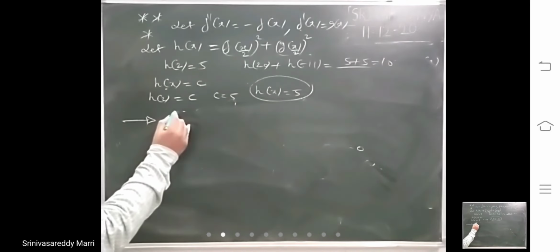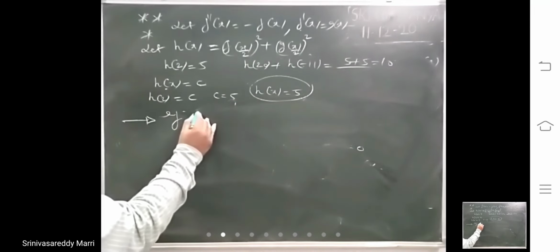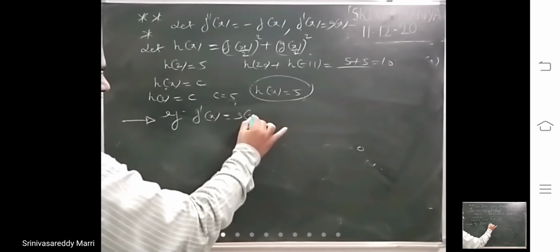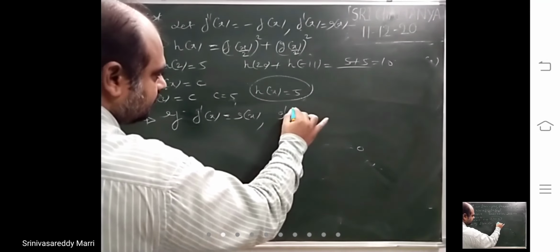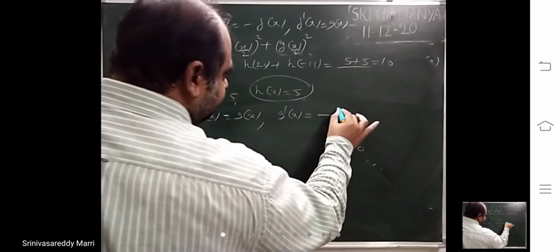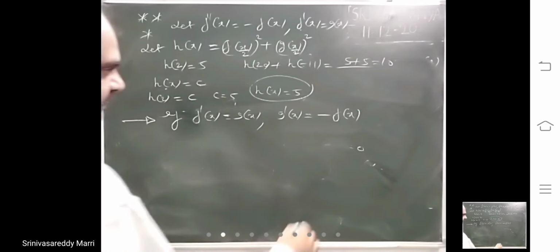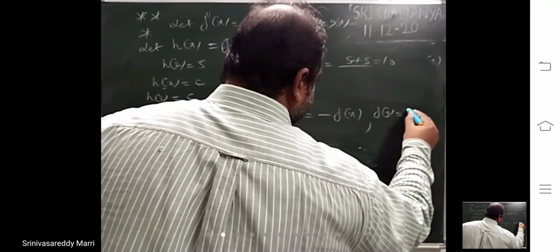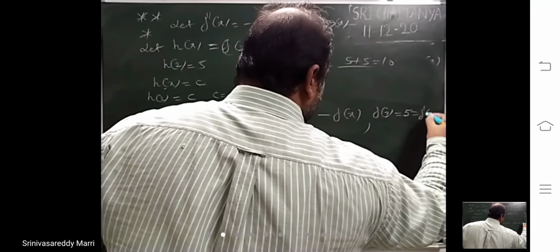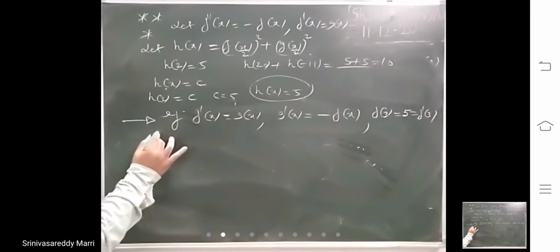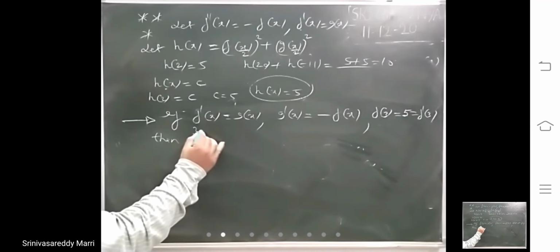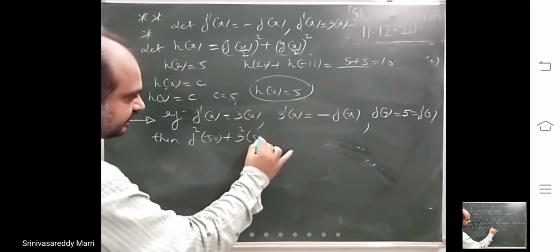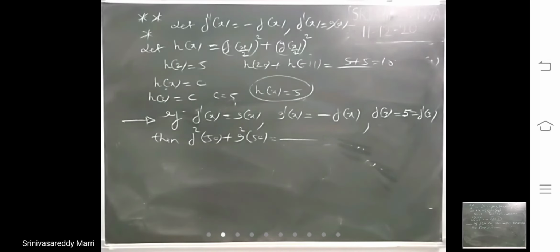Look at, suppose he has given the question like this. If f dash x equal to g of x, g dash x equal to minus f of x, and f of 3 equal to 5, f dash 3 equal to f dash 3, then f square 50 plus g square 50 equals what? He will ask like this, right?